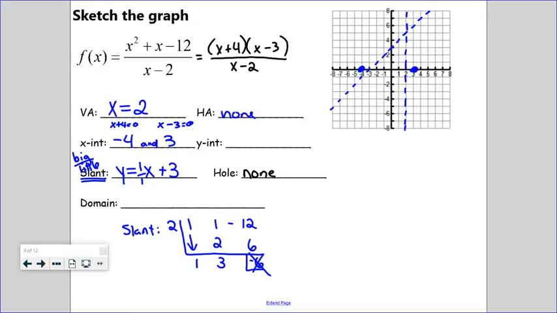Your y-intercept, we plug in 0. I think the unfactored version is easier to plug that into, so I get 0 plus 0 minus 12 is -12. 0 minus 2 is -2, and that simplifies down to a +6. And again, you can write it as 6 or (0, 6).